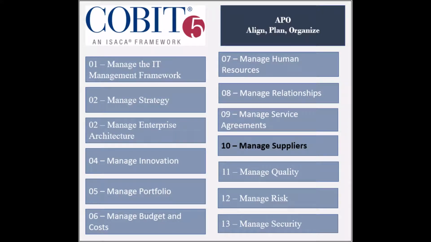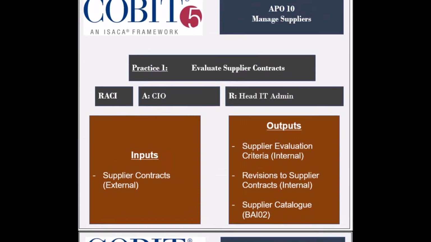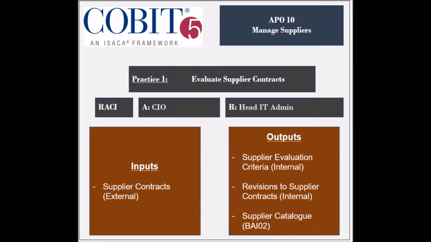The 10th process of the Align, Plan and Organize domain, called Manage Suppliers, has 5 practices. The first practice is to evaluate supplier relationships and contracts. From a RACI charts perspective, the entity that is responsible is the head of IT administration, and the entity that is held accountable is the Chief Information Officer.